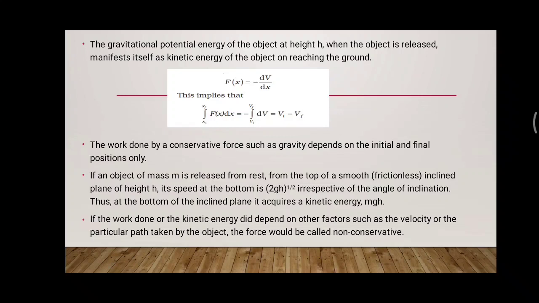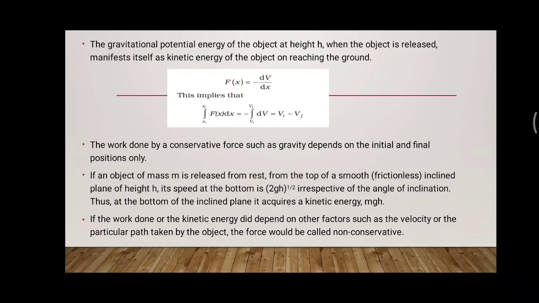So where you know that F of x is equal to minus dV by dx. It is F of h is equal to minus dV by dh. So the negative derivative of the potential energy will be equal to the force. So F of x is equal to minus dV by dx.